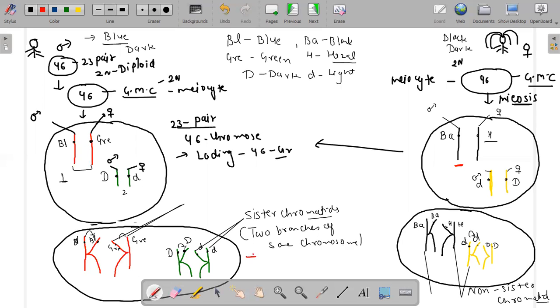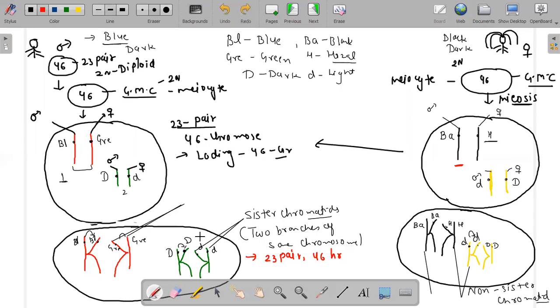So in this particular condition, there are 23 pairs, 46 chromosomes. I considered this as a pair, and this as a pair, this as a pair, and this as a pair. So actually there are two pairs; I started from two pairs. Actually the things occur with 46 chromosomes, but I'm not able to draw this.